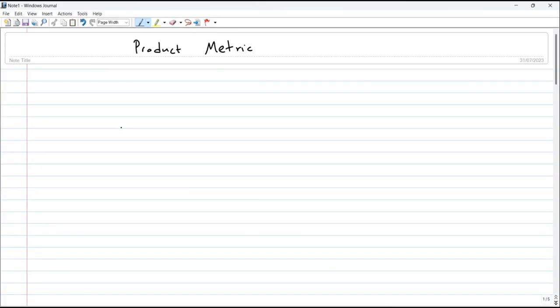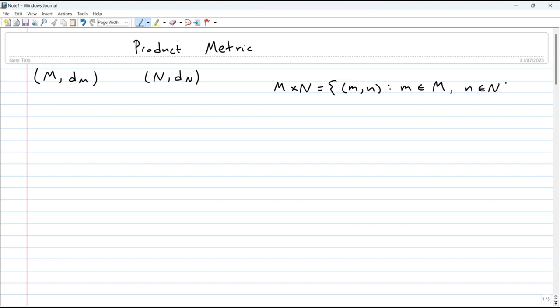Hello and welcome back. In this video, we are going to define the notion of the product space and the product metric. Suppose we are given two metric spaces, each with its own metric function. Now we want to define the product space, which is just the set of tuples (m, n), where m is in the first space and n is in the second space.